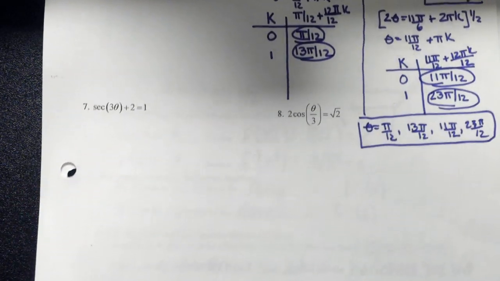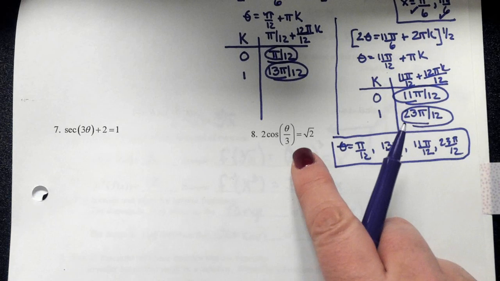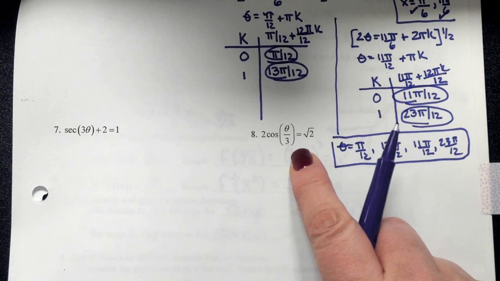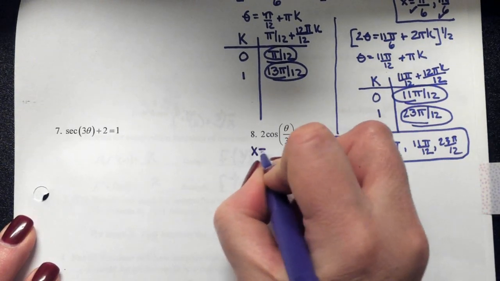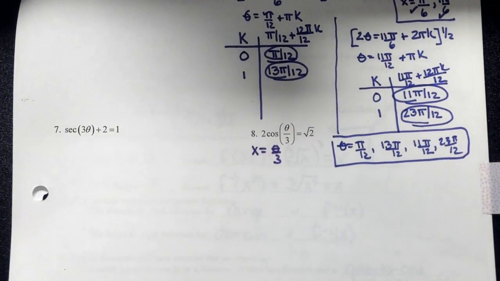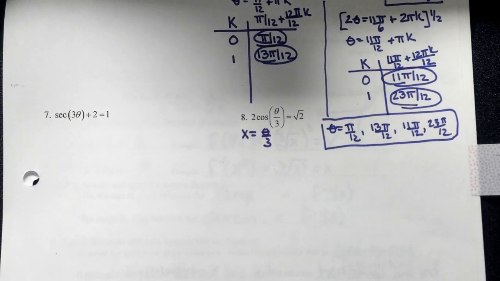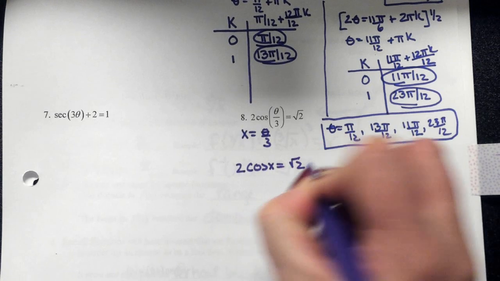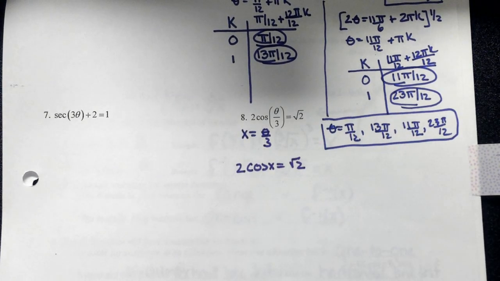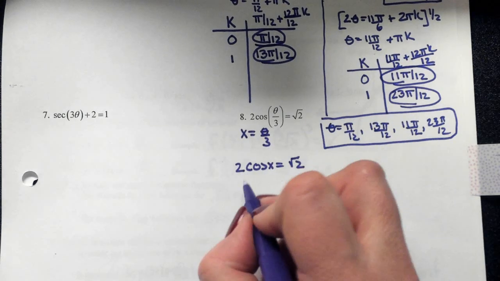Let's take a look at number 8. Is this a good news or bad news situation? Very bad. Bad news. Why? Because I'm going to have to consider what? It's a cosine. So again, I'm going to let x be equal to theta over 3. So 2 cosine x is equal to square root 2. So how do I get cosine by itself? I'm going to divide by 2.